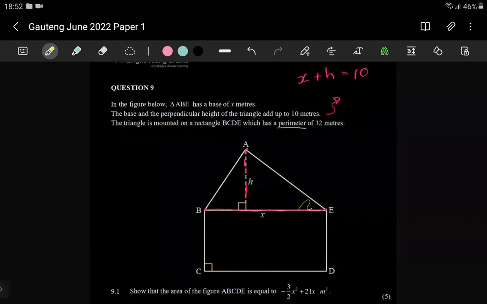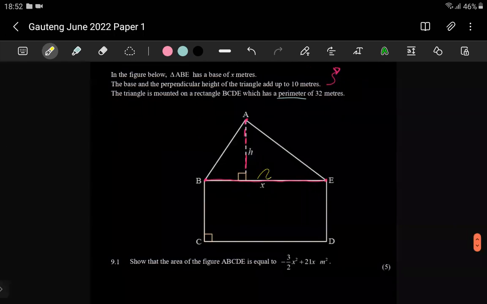So the length here, which is X, right? What we know is if this is X, this is automatically going to be X. And we don't know what this is, but we know it's equal to the other side over there. They told us everything adds up to 32. So the sides BC and DE, we don't have any value for them, but we can write BC and DE in terms of X.